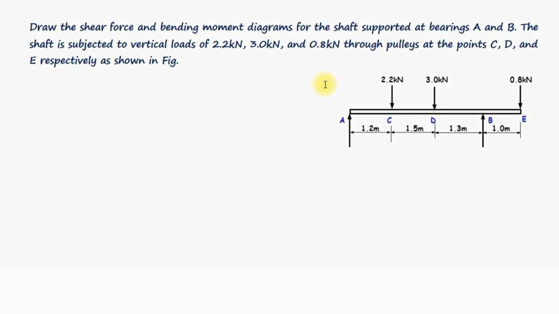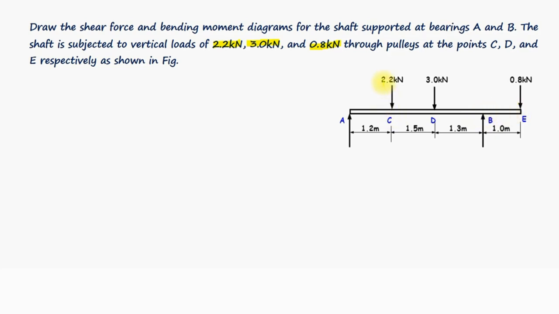Hi, in this question, we need to draw the shear force and bending moment diagrams for the shaft supported at bearings A and B. The shaft is subjected to vertical loads of 2.2 kilonewtons, 3 kilonewtons and 0.8 kilonewtons. The given shaft is hanging beyond the support B. Therefore, it is an overhanging beam.